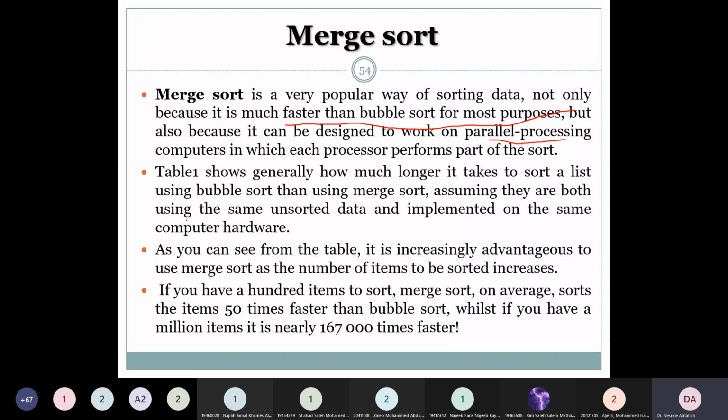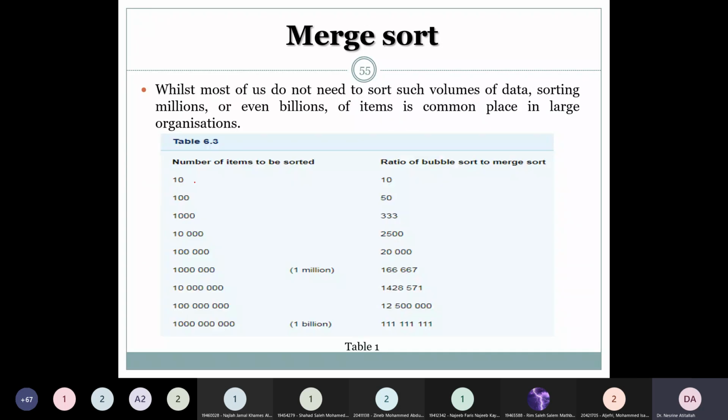Table 1 shows generally how much longer it takes to sort a list using bubble sort than using merge sort, assuming they are both using the same unsorted data and implemented on the same computer hardware. Look now here: the number of items to be sorted is 10, and the ratio of bubble sort to merge sort is 10. So we need 10 times the number of operations for the bubble sort compared with the merge sort.